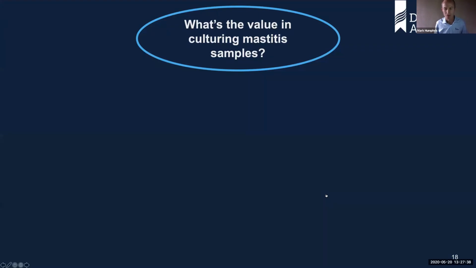Thank you, Kim, for those words and insight. So in this decision making, let's explore the value of culturing mastitis.